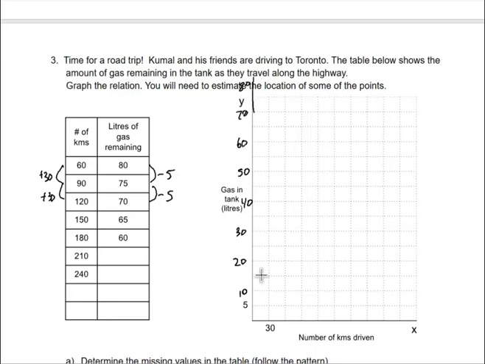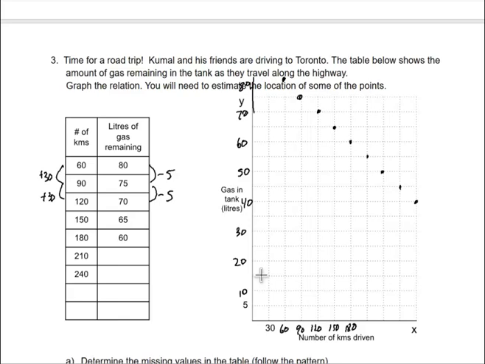80 would be up there somewhere. And where's 60, 80? Well, remember, this is the x scale here. 90, 120. And I'm not going to put all the numbers on there. So 60, 80 would be up there, a little bit off the graph. 90, 75 would be around here. 120, 70. 150, 65. And as you can see, same kind of pattern emerges, but I don't have to waste my time looking at the numbers in the table.